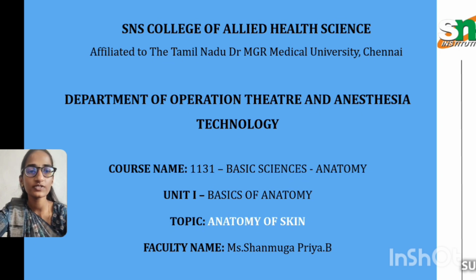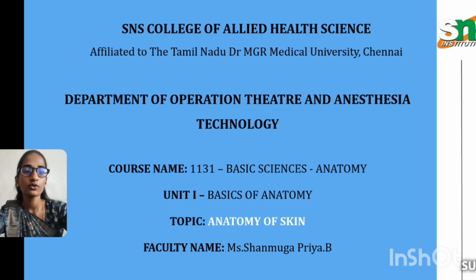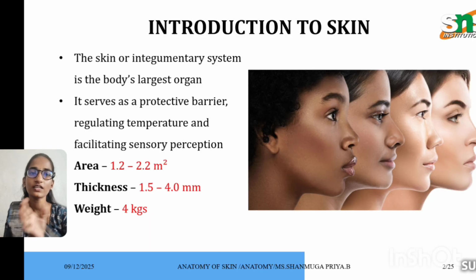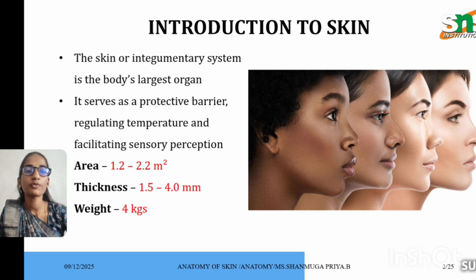Today we are just going to see a topic in basics of anatomy, that is anatomy of skin. So skin is usually known as the integumentary system, which is the body's largest organ. It serves as a protective barrier, it regulates the body temperature and also facilitates sensory perception.